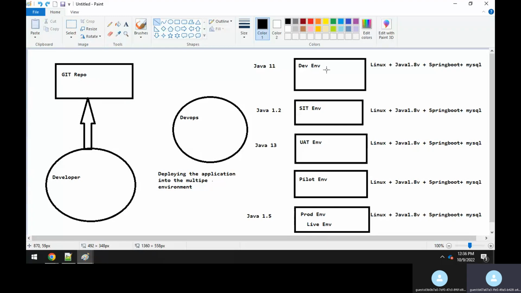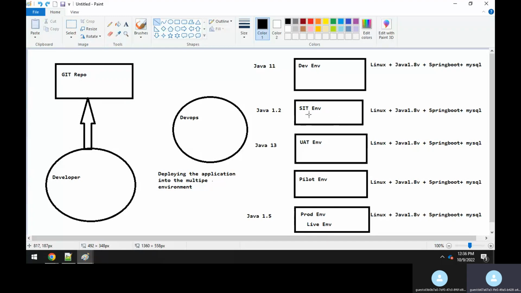So the dev environment will be used by the developer to perform the integration testing. Once the integration testing is completed, the DevOps engineer will deploy the same code into the SIT environment. SIT we call system integration testing. This is basically a test environment.